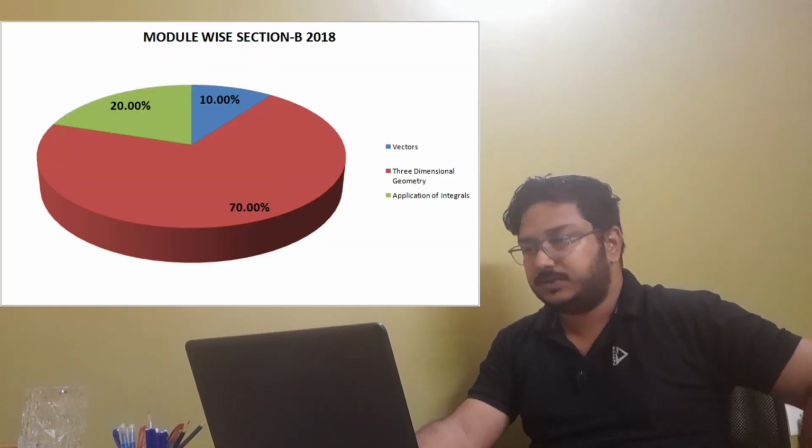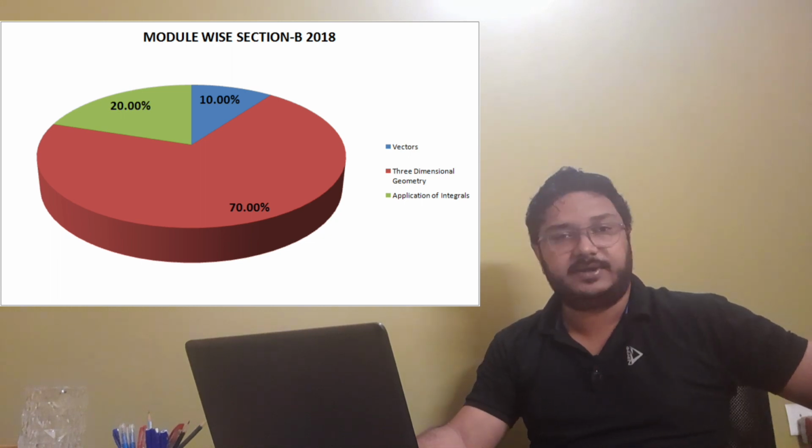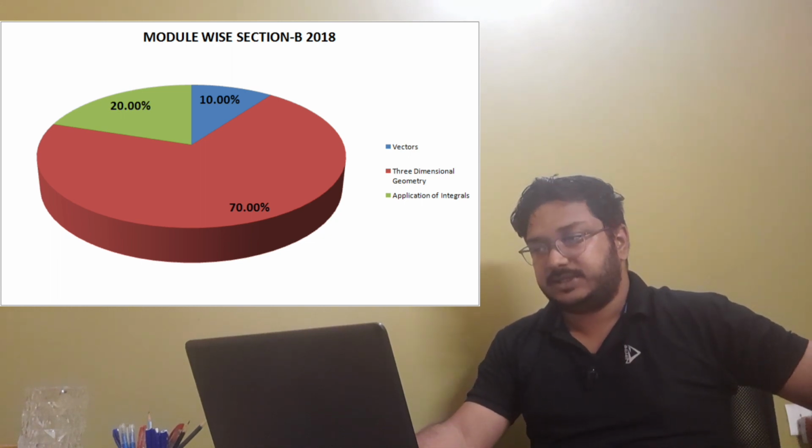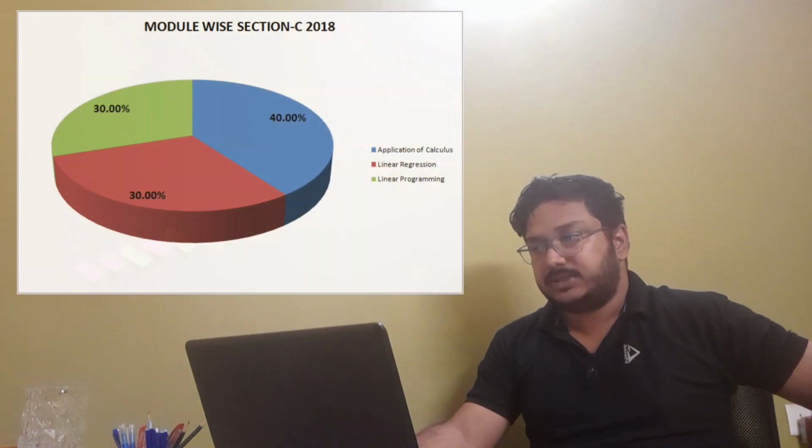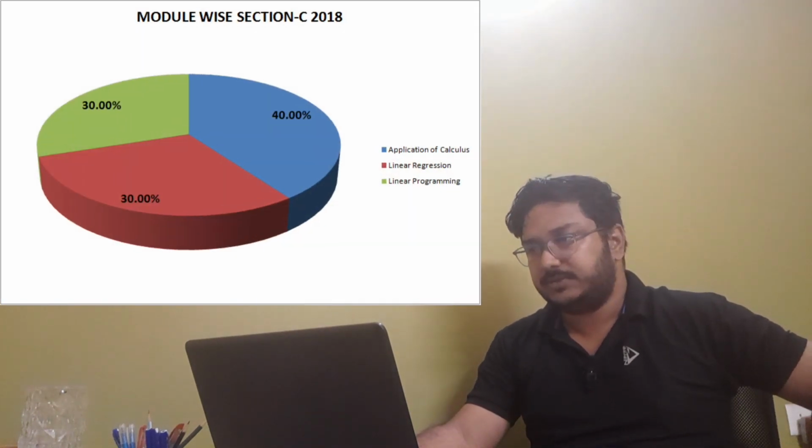In section B, in year 2018, 3D geometry is having the highest, that is 70%. Now if we see chapter wise, vectors 2 has got the highest and area under curves has got no question in this year. So section C, application of calculus, has got 40%, which is the major chunk, and chapter wise also it's application of calculus. So that was all about the trend in 2018, 19, 20 and 23.